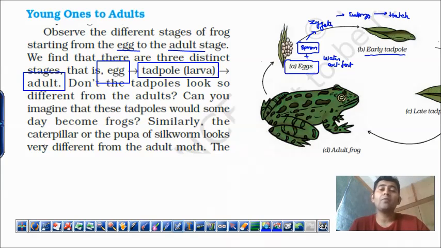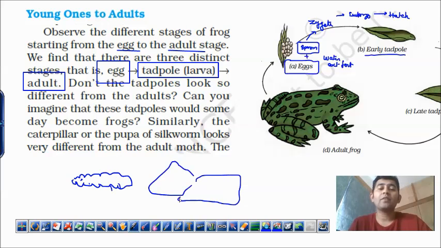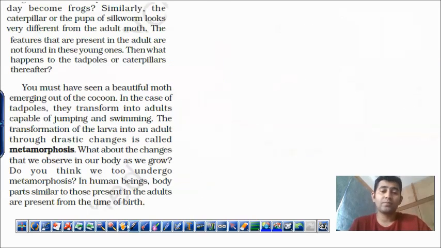Can you imagine that these tadpoles would someday become frogs? Similarly, the caterpillar or pupa of silkworm looks very different from the adult moth. Silkworm का caterpillar ऐसा होता है, दिन भर खाते रहता है बस. But finally it becomes a kind of butterfly or a moth and flies away. So this is called metamorphosis.